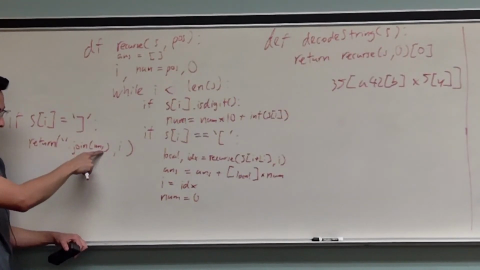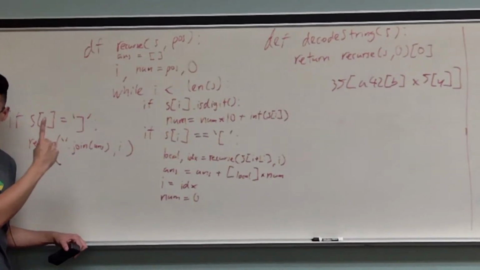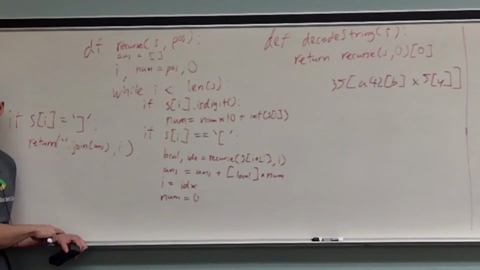So ans is an array. It's an array of strings. And this join is just going to make that all into one big string. Okay? Any questions on that? About this part? What join does? All right.